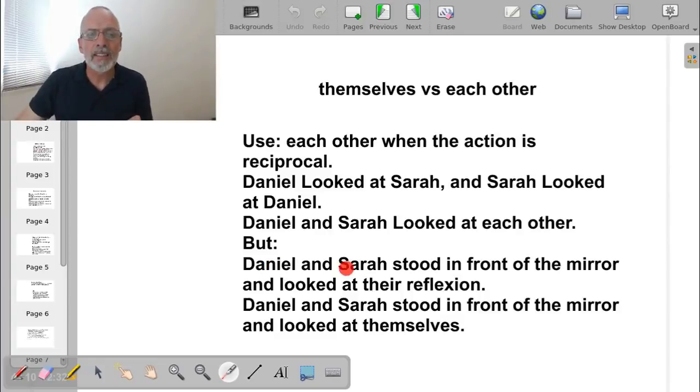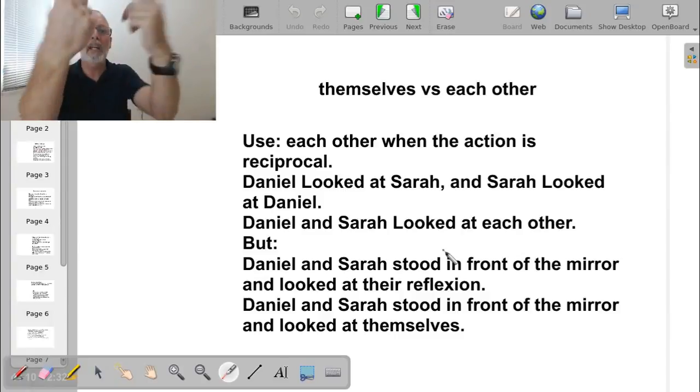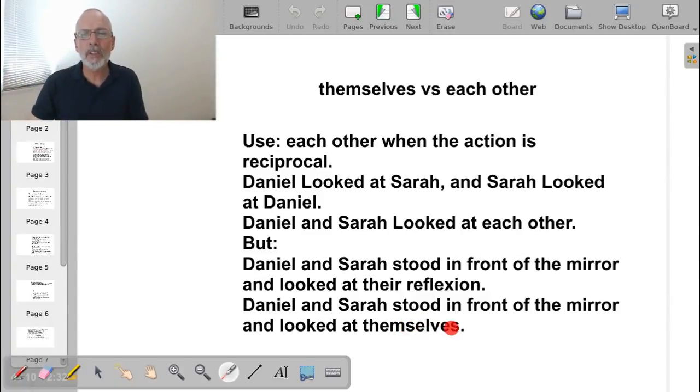Here's another example. Daniel and Sarah stood in front of the mirror and looked at themselves. This time you have Daniel and Sarah together in front of the mirror and they are looking at themselves. It's different from they looked at each other.